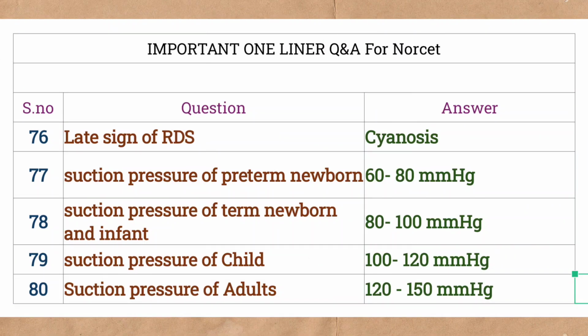76. Late sign of RDS: cyanosis. 77. Suction pressure of preterm newborn: 60 to 80 mmHg. 78. Suction pressure of term newborn and infant: 80 to 100 mmHg. 79. Suction pressure of child: 100 to 120 mmHg. 80. Suction pressure of adults: 120 to 150 mmHg.